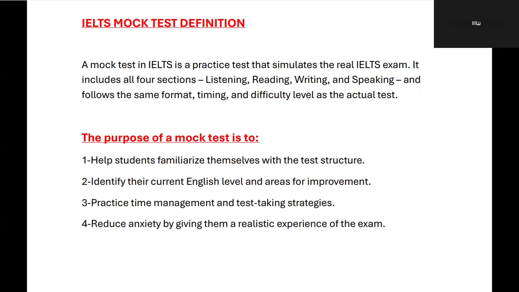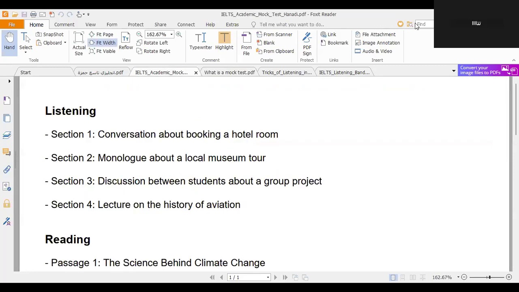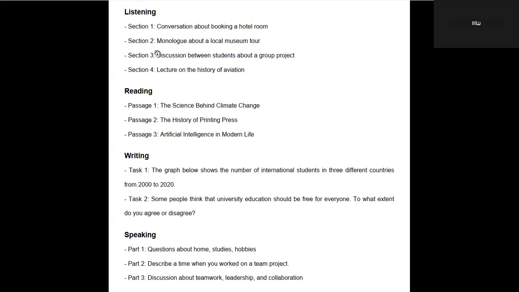Okay. The second thing here is the IELTS academic mock exam. Actually, it goes like this. As we said, we have a listening test, a reading test, a writing test, a speaking test. The listening is for 40 minutes. Reading for 60 minutes. Writing, 60 minutes. Speaking from 11 to 14 minutes.